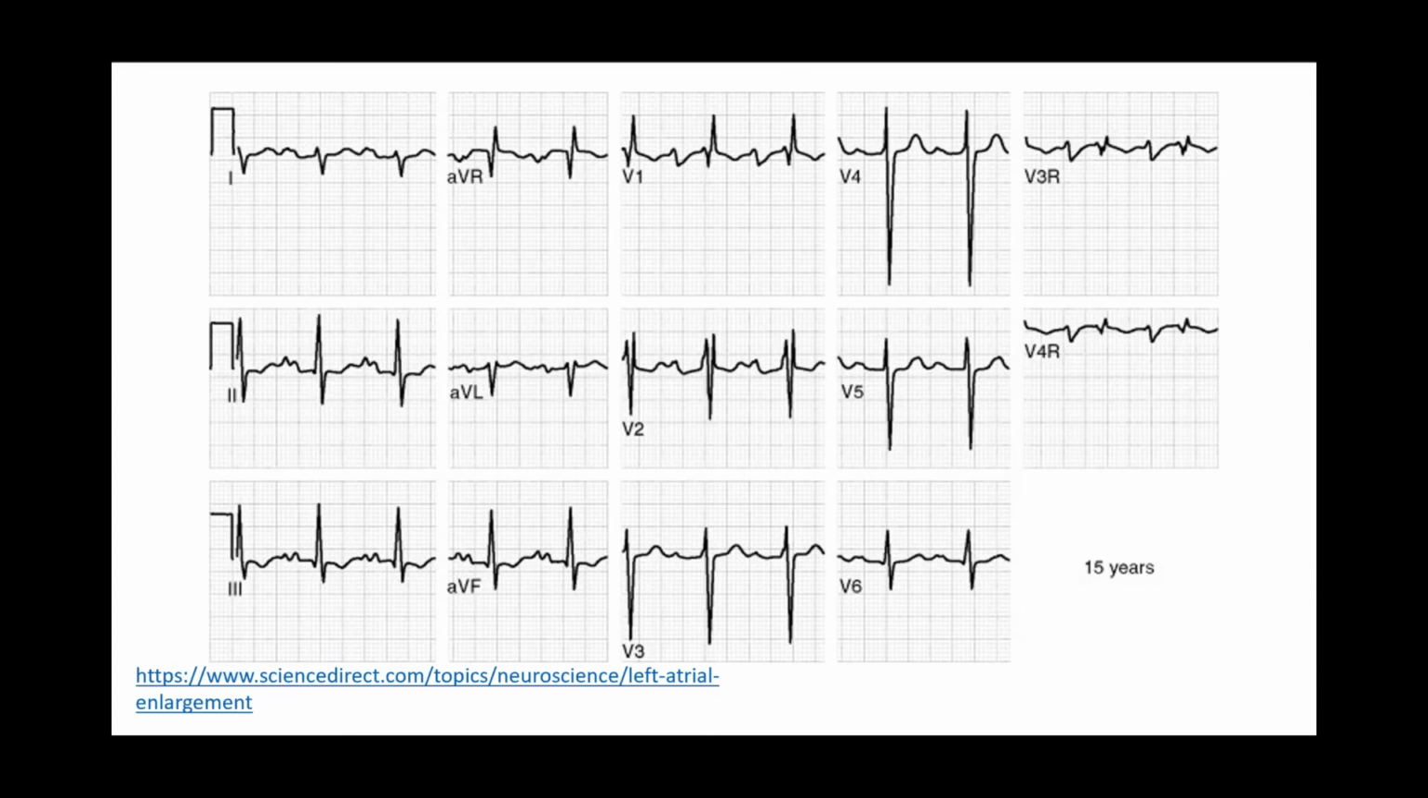Here is an example of left atrial enlargement, or P mitrale. As you can see in lead 2, the P waves are notched right in the middle. You'll notice in V1, the downward inflection of the biphasic P wave is more prominent than the upward positive inflection. Additionally, we see notching in several other leads as well.